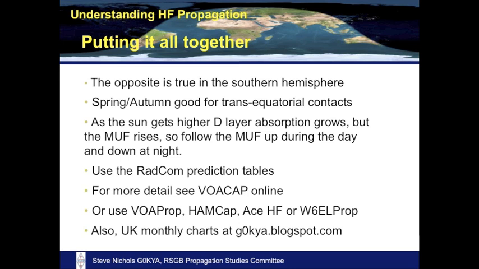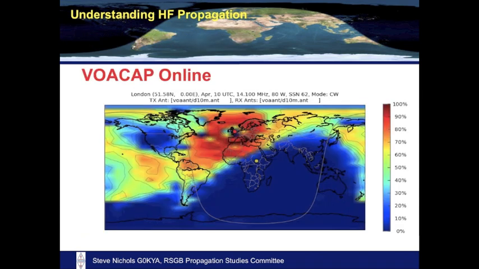So the best thing to do is use a computer program or the charts in RADCOM to actually work out the best band to use for your particular path that you want for any particular time of day or month. Now, one of the ways of doing this is to use something called VOACAP. And there's actually an online program that you can freely use called VOACAP Online. Just Google VOACAP and you'll find it.